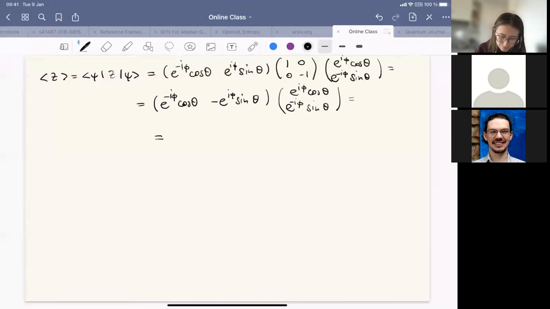Which basically gives us cosine squared theta minus sine squared theta, which is basically cosine 2 theta.